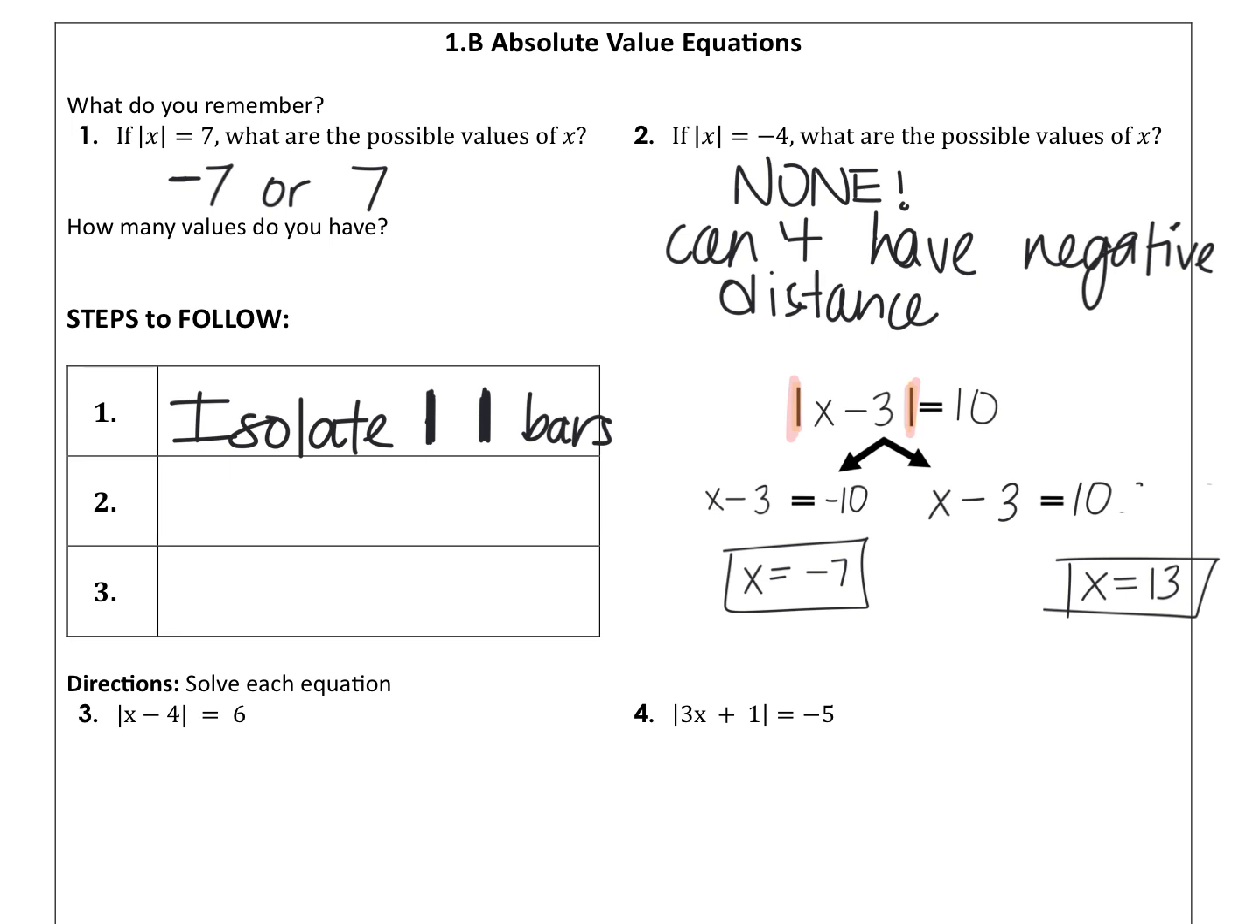Second thing, what's the second thing I did? Once the bars were alone, talk to your table. What is it? Split it, right? Split it into two equations.